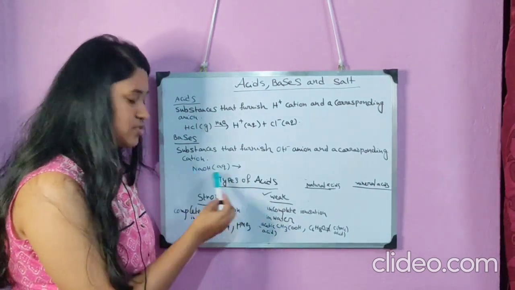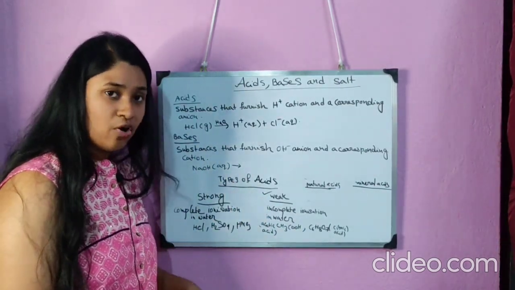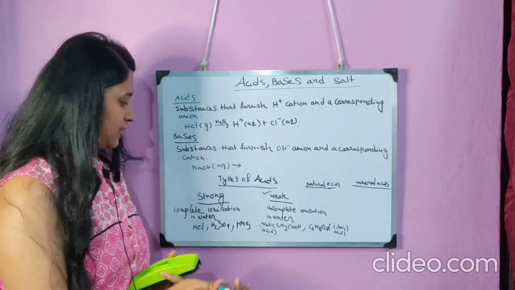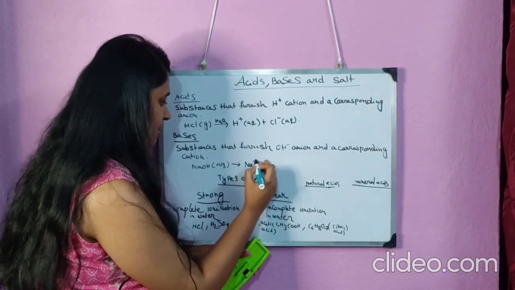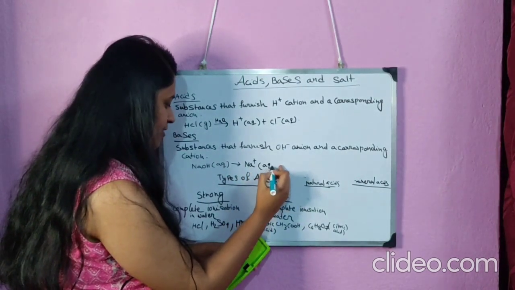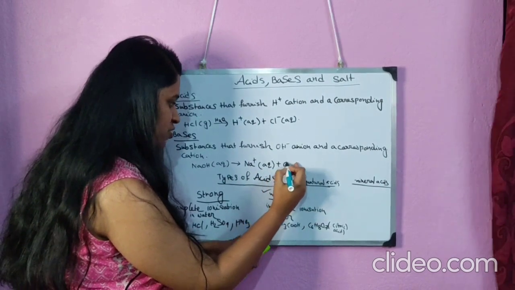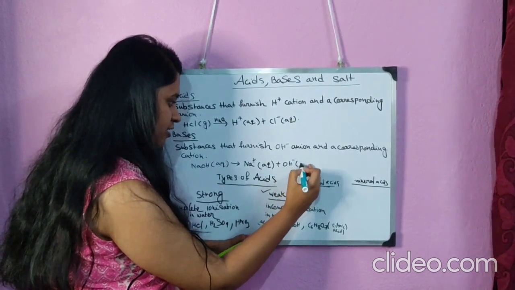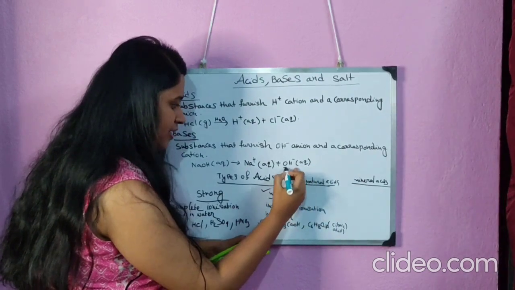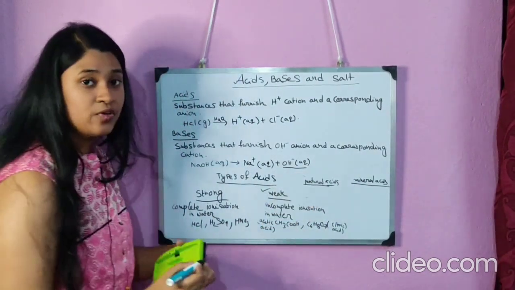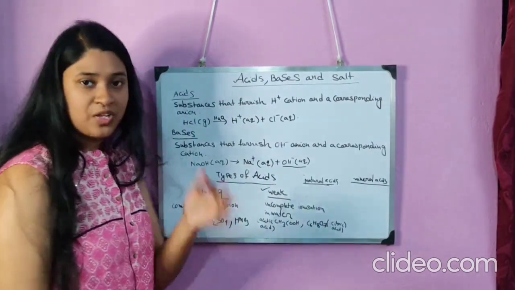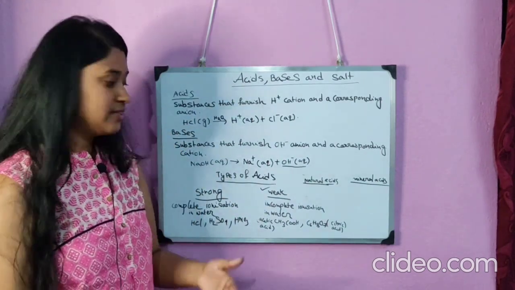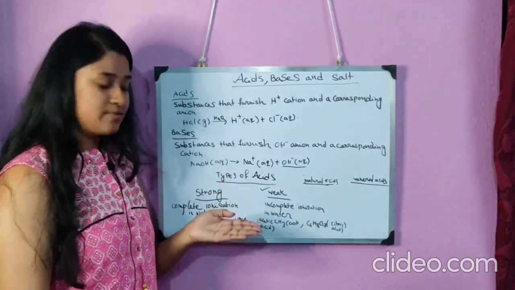It is in the aqueous form, that means it is already dissolved in water, and it would give us Na plus, that is the sodium ion, and the OH minus anion. This is the desired anion, that is the OH minus anion, which is responsible for the basic nature of a base. Okay. So let's move on to another part, that is the types of acids.